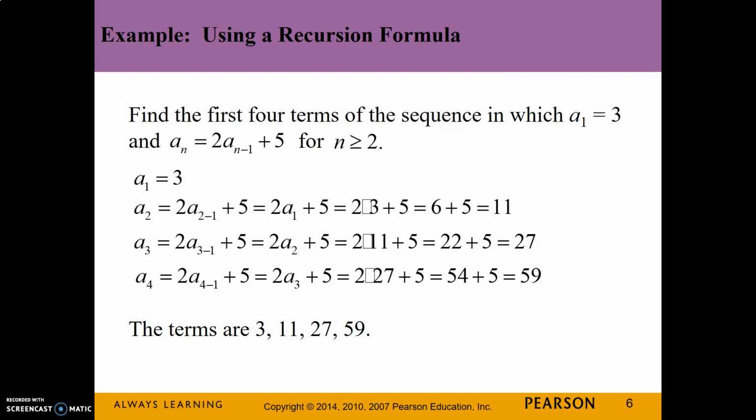So I'm going to leave it here just as a brief introduction, just those two. I'm going to post homework on the course page for section 10.1.